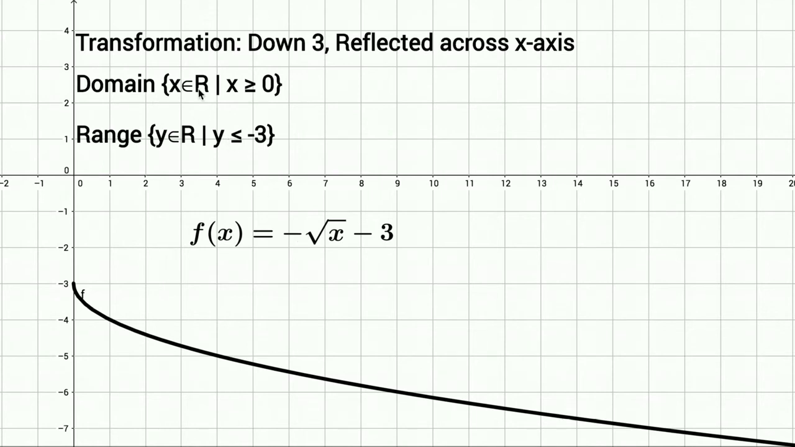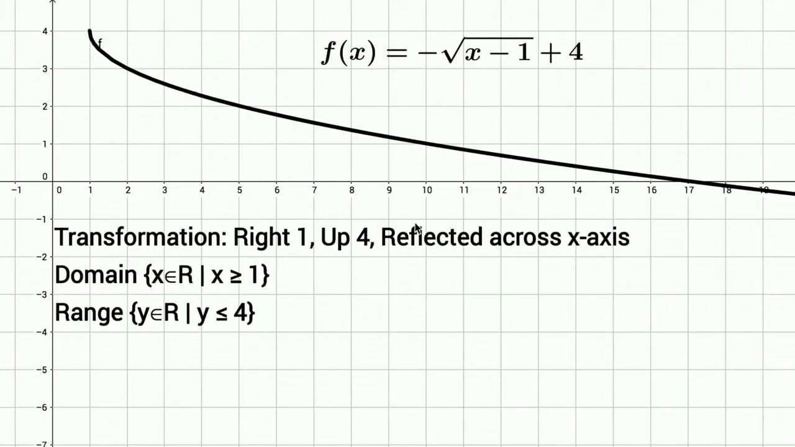So what's the domain? X can be any real number, and in particular, because your square root has to be positive, x would have to be greater than or equal to 0. For y, everything is being reflected down, so y will not have a value above. Y is going to be less than or equal to negative 3.